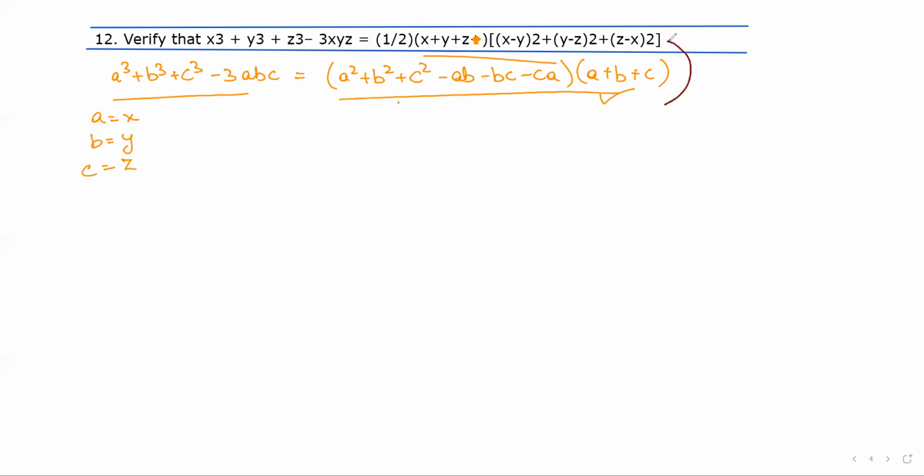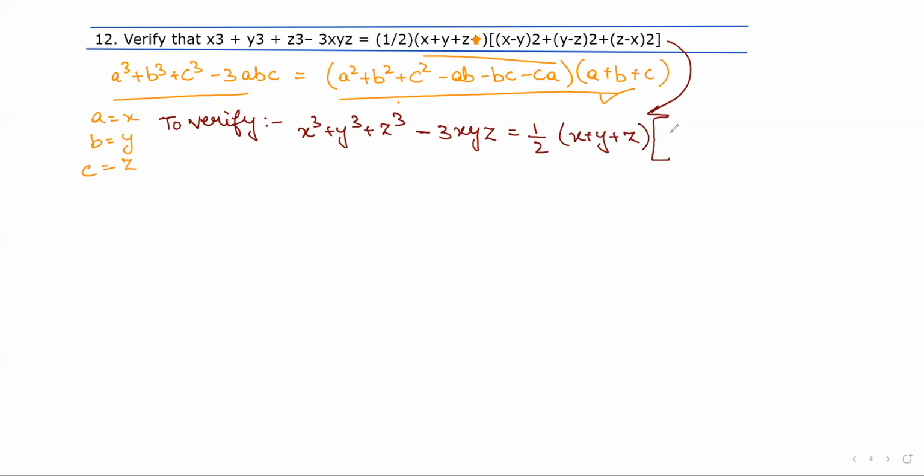So I'm rewriting this equation to verify: x cube plus y cube plus z cube minus 3xyz is equal to 1 by 2 into (x plus y plus z) into ((x minus y) whole square plus (y minus z) whole square plus (z minus x) whole square).